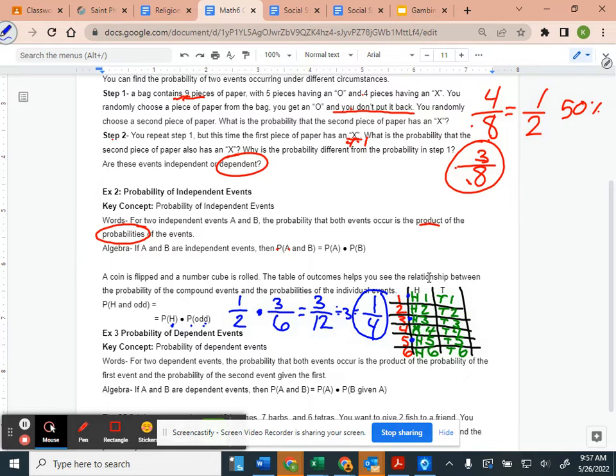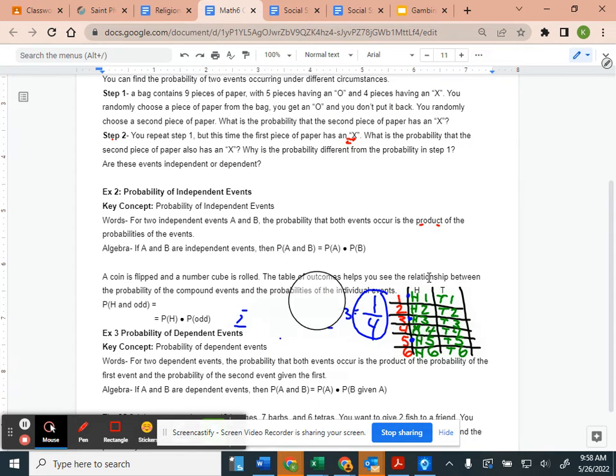Does that make sense? Okay. So now what if it's dependent? So for independent, you're just looking at the probability of flipping a heads times the probability of rolling that odd number. So we're multiplying the probabilities, not the outcomes. Yesterday we just multiplied the outcomes. Now we're multiplying the probability. So you need to remember that difference. We're multiplying fractions today. Let's scroll up.